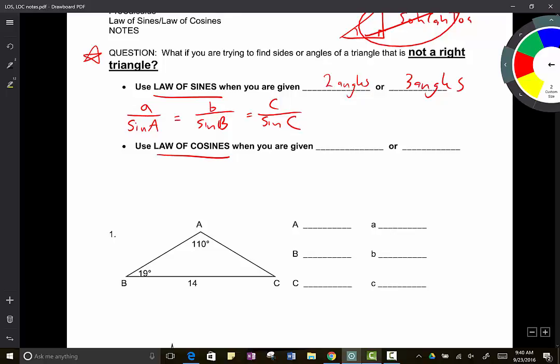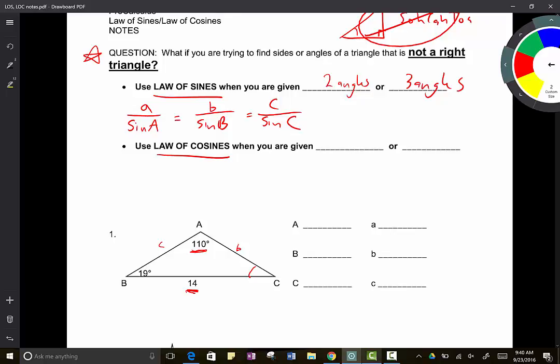But the kicker here: you always use law of sines if you can get an angle and the side that it matches up with. Law of sines will help us find this angle and then these two sides, lowercase b and lowercase c.